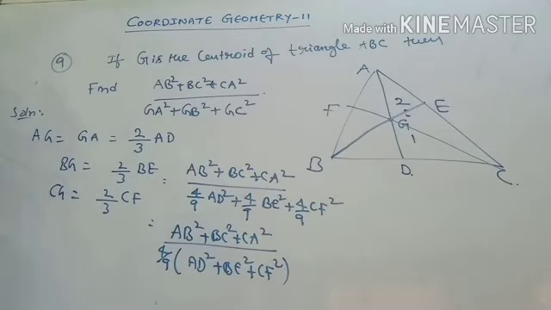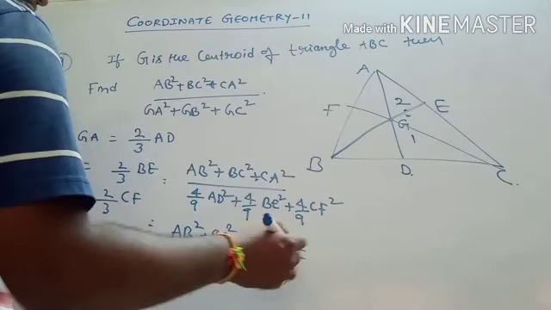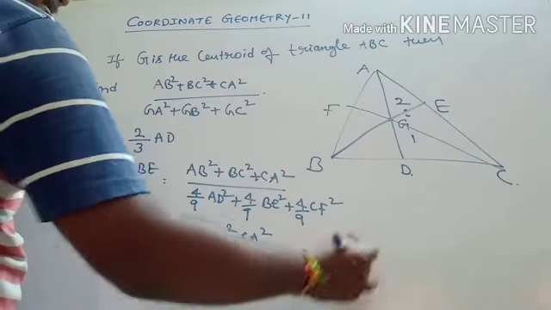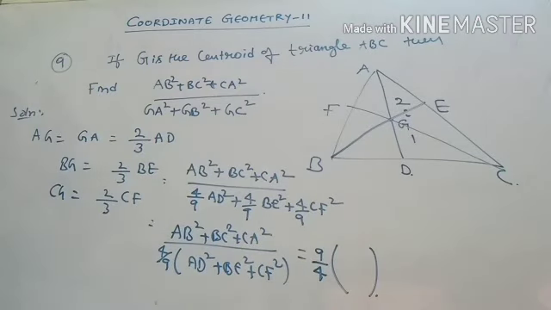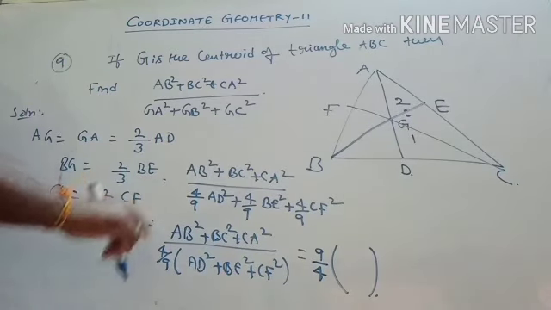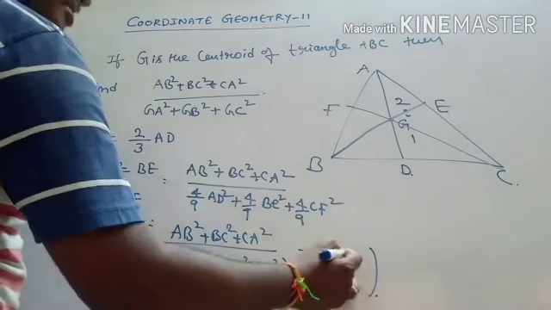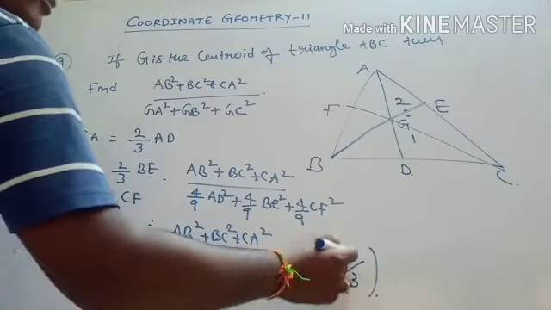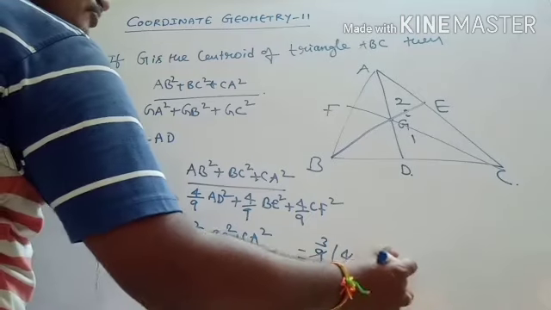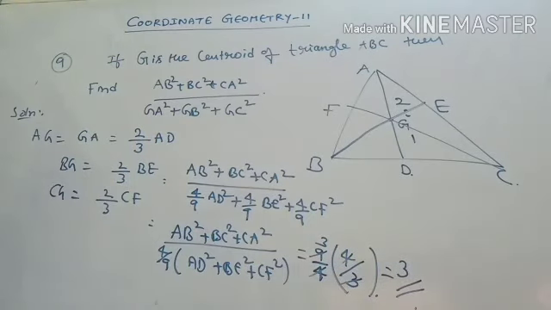In the first problem in this video, we got AB square plus BC square plus CA square by AD square plus BE square plus CF square as 4 by 3. So that becomes 9 by 4 into 4 by 3. Now the 4 cancels, 3 ones are 3. Now the answer is 3. The answer you are going to get is 3.